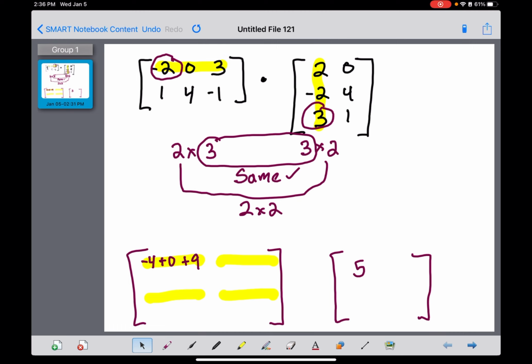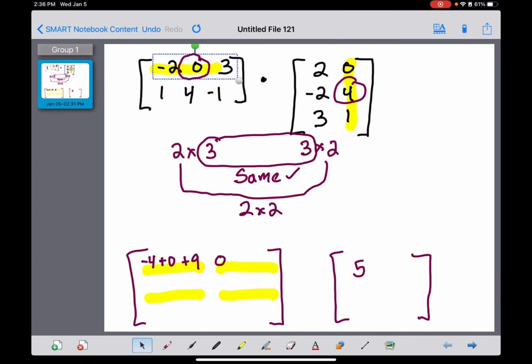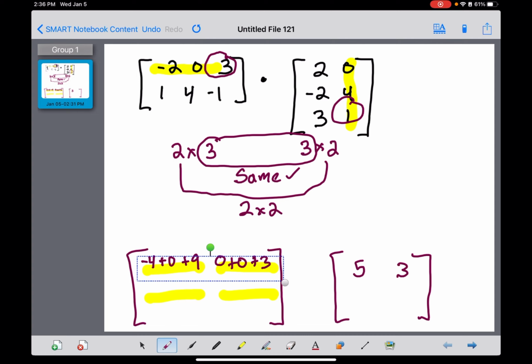Now we're going to leave the row the same, but change the column. So now my solutions are going to go in row 1, column 2. Again, we do the multiplication. -2 times 0 is 0. We go over and down. 0 and 0, 0 and anything is 0, so it's +0. And then 3 times 1 is plus 3. Add those together, we get a 3 there.